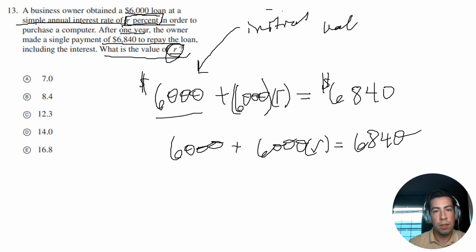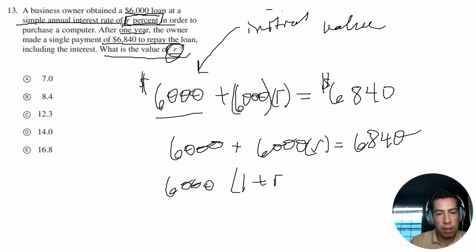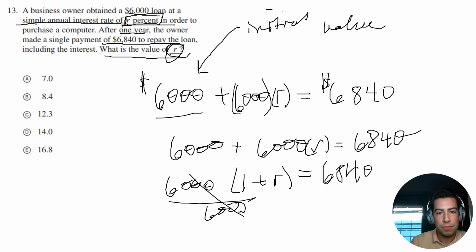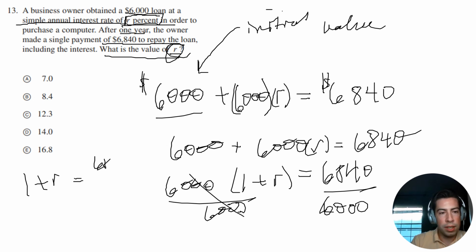All right, guys, let's do a quick math trick here. We're going to factor out the 6,000. We're going to have 1 plus R in the middle, and that's equal to 6,840. Now I'm going to divide off the 6,000, and then what I'm going to have over here is 1 plus R equals 6,840 divided by 6,000, okay?